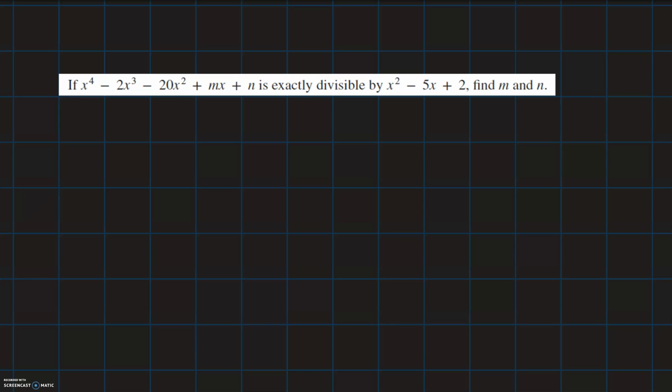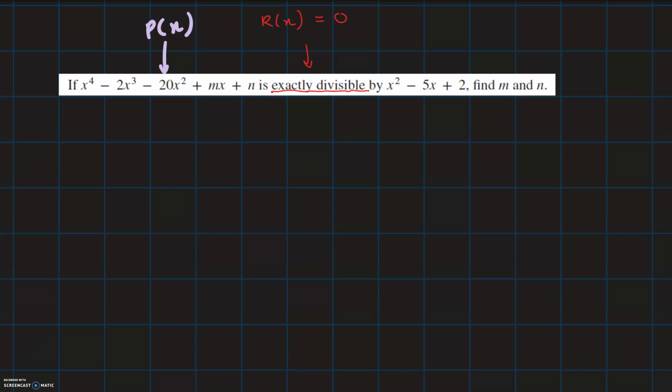Okay, let's just break down this question. So we've got a polynomial over here. This is our dividend. This is what we're going to divide by for this question. It is exactly divisible. Now, when you see this word exactly divisible, what does it mean? Well, if it's exactly divisible, that means that our remainder is equal to 0.